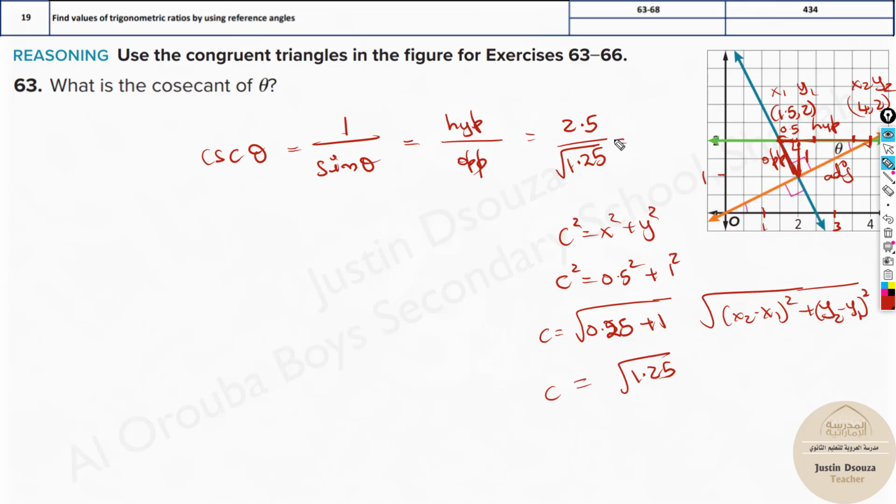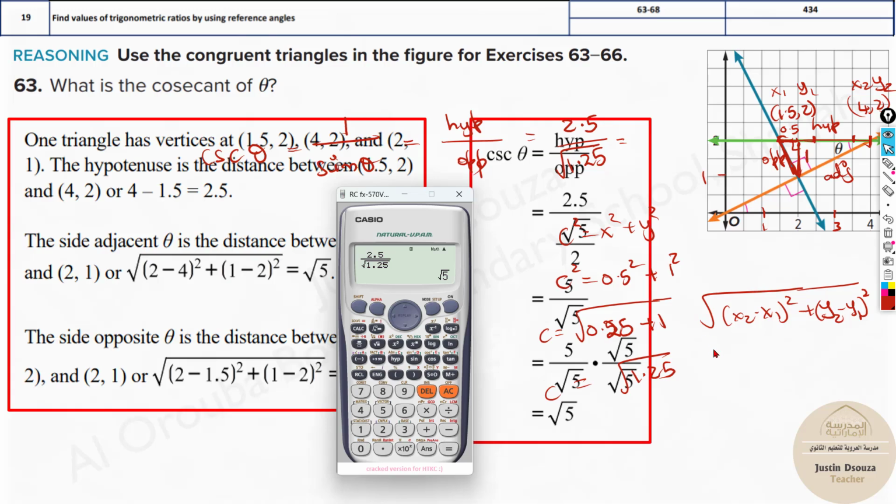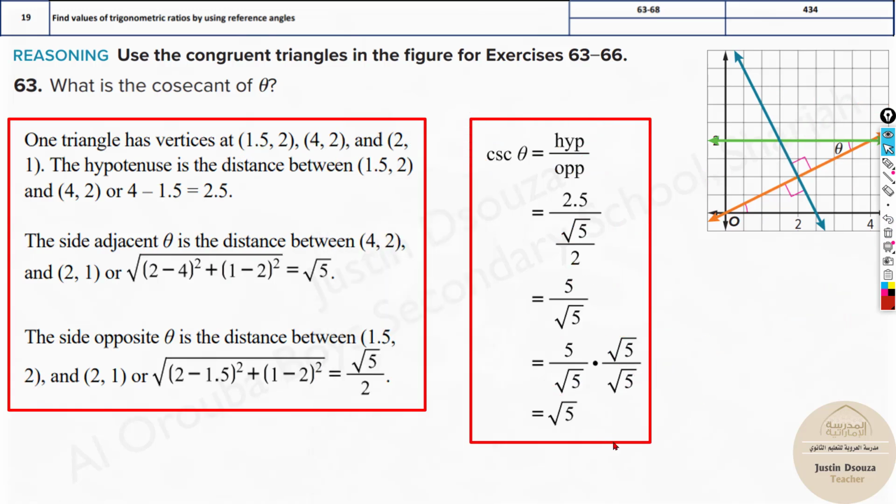Now if you put it in the calculator, 2.5 divided by root of 1.25, you will get the answer. I've just substituted this in the calculator. It's 2.5 divided by square root of 1.25, and the answer is root 5. So cosecant theta must be root 5. Let's look into the answer. Yes, that's the answer. Whichever method you do, this is fine.